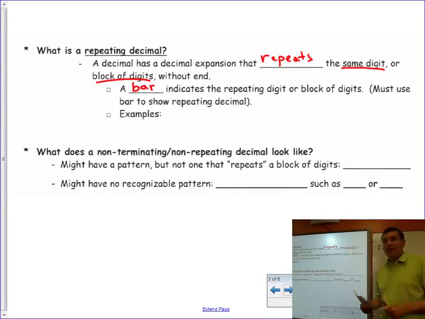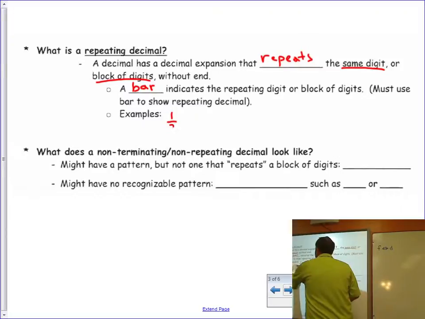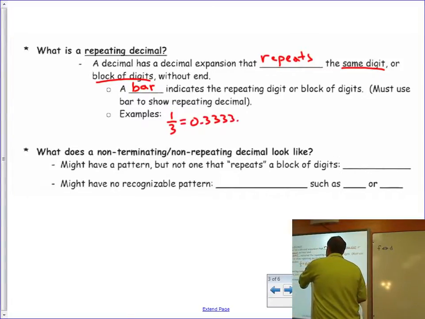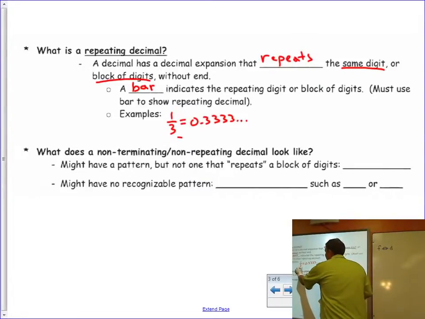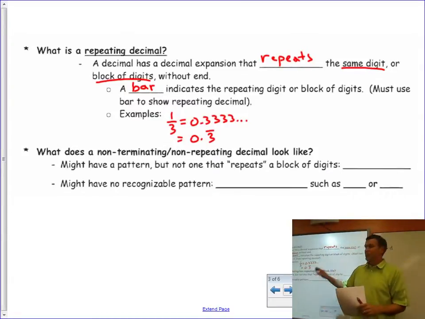So an example of that might be like the very common fraction 1/3. 1/3 is equal to 0.3333. If you type it into your calculator, you'd see it's 0.3333 repeating. And that, of course, can be written with a bar over the 3. Since the 3 repeats, you can place a bar over it, and the bar tells you, hey, this digit repeats over and over and over again.